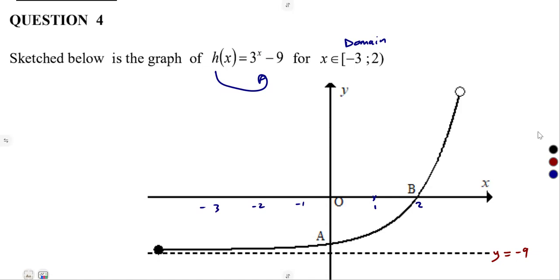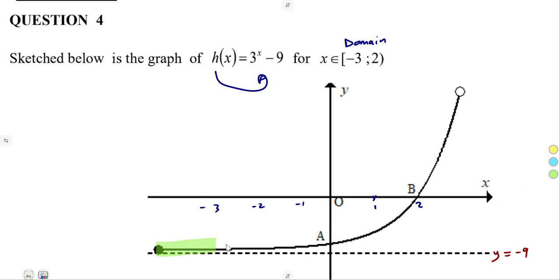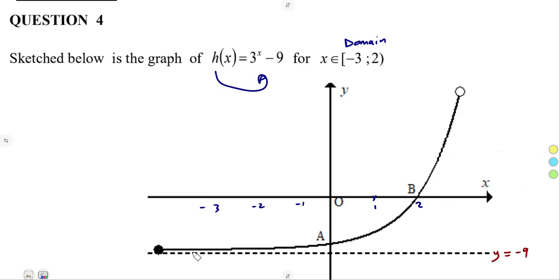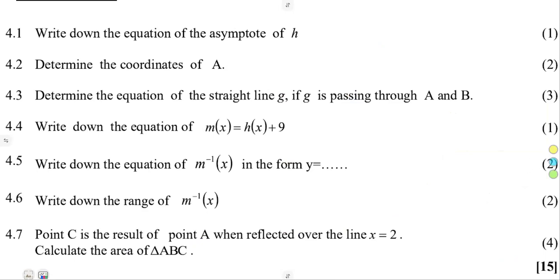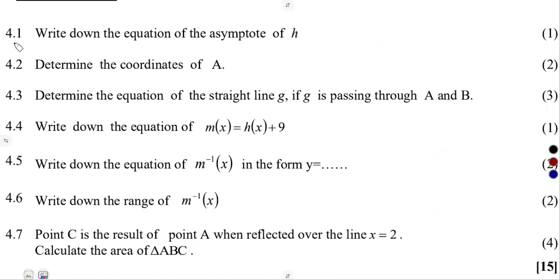Okay, so that was it, guys. With this function, we can attempt our questions. Let me just indicate this one so that we can see properly what we are dealing with. So this is our function that we are given, which is under our exponents. So the questions were just direct. It was 15 marks. There was a lot, but they were direct here.